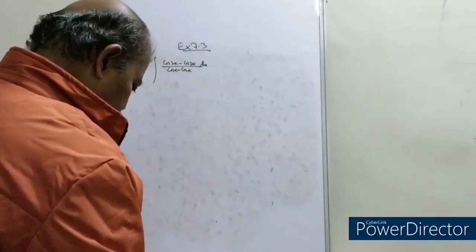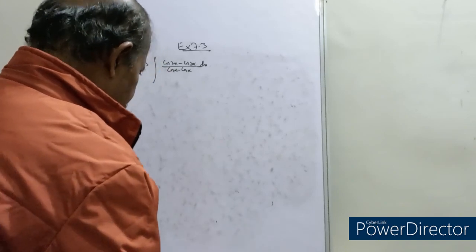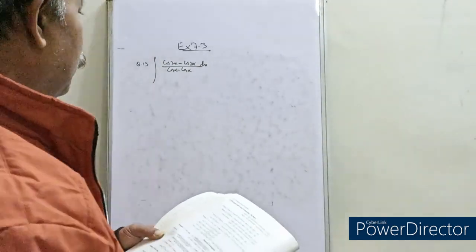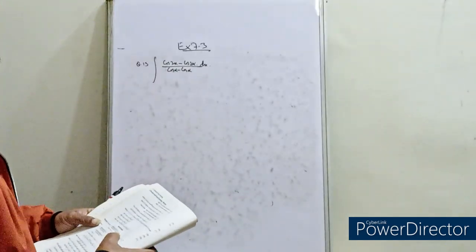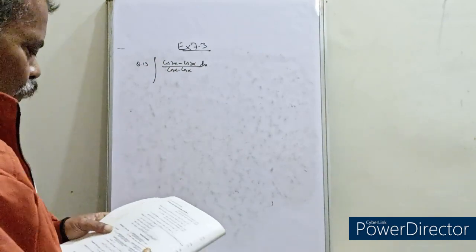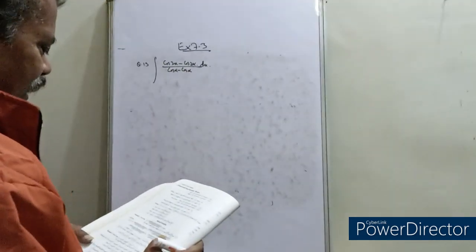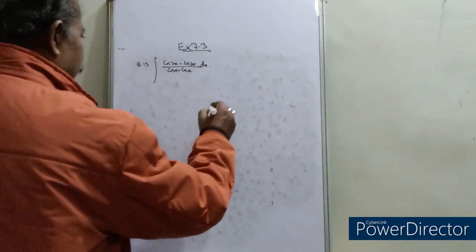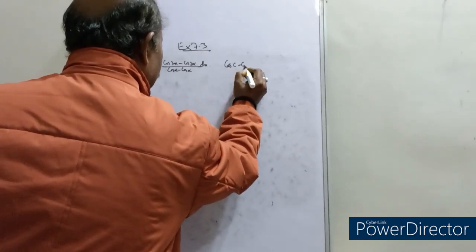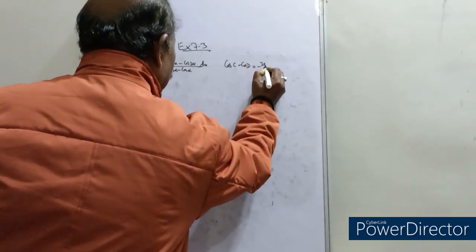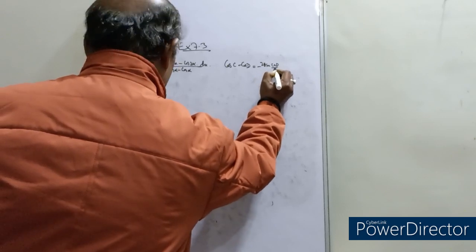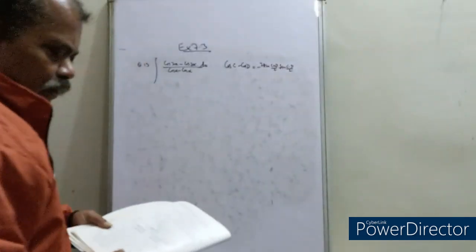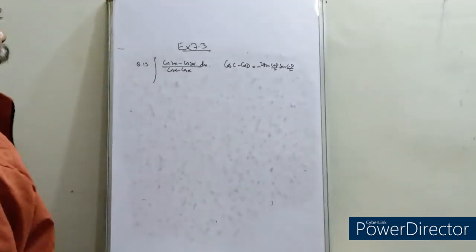I am going to use this formula, the cos C minus cos D formula. Cos C minus cos D is equal to minus 2 sine (C plus D) by 2 into sine (C minus D) by 2. I am going to use this formula.